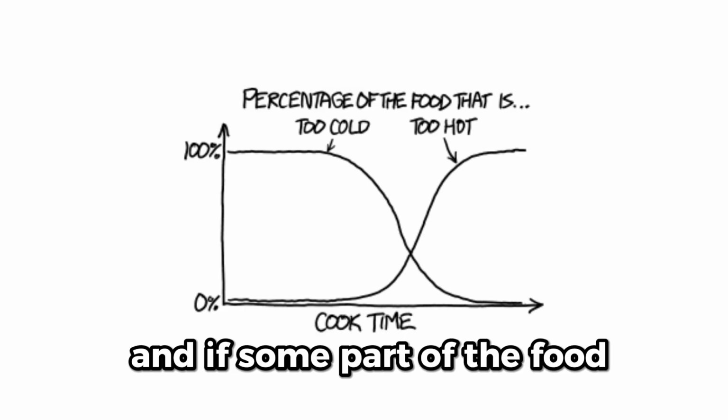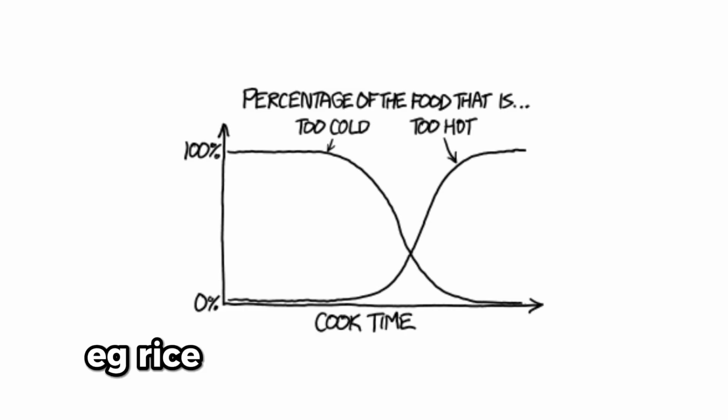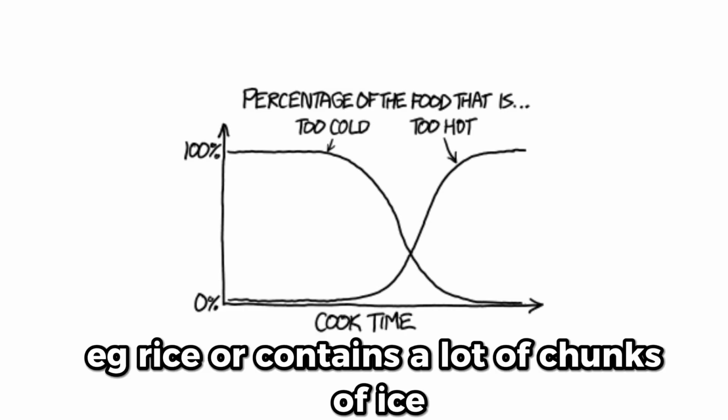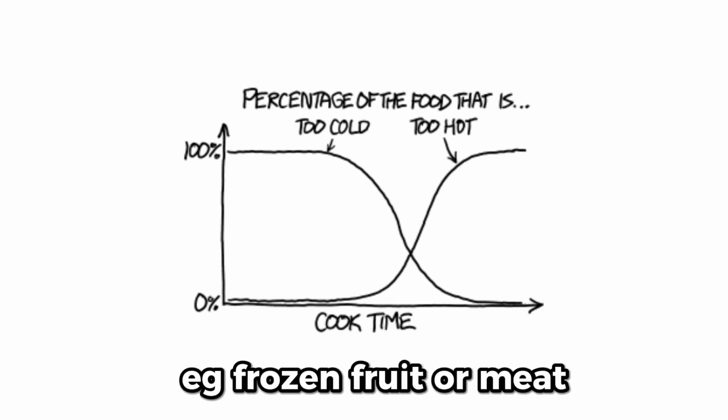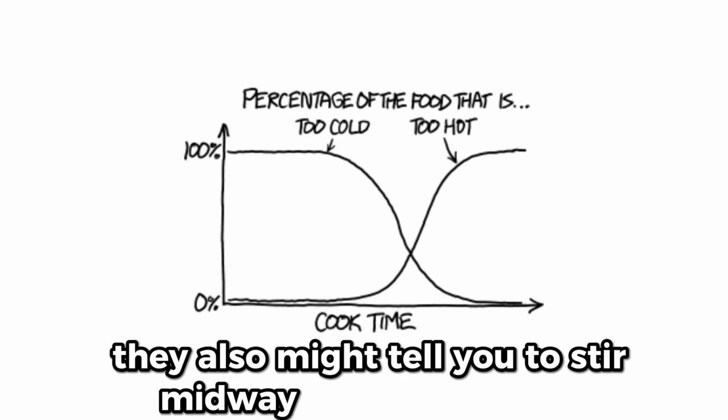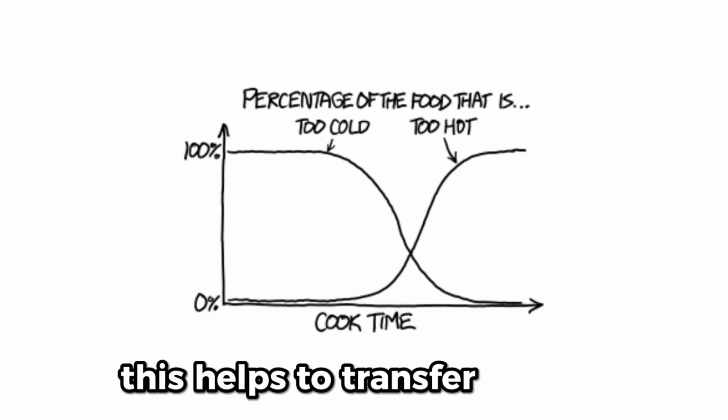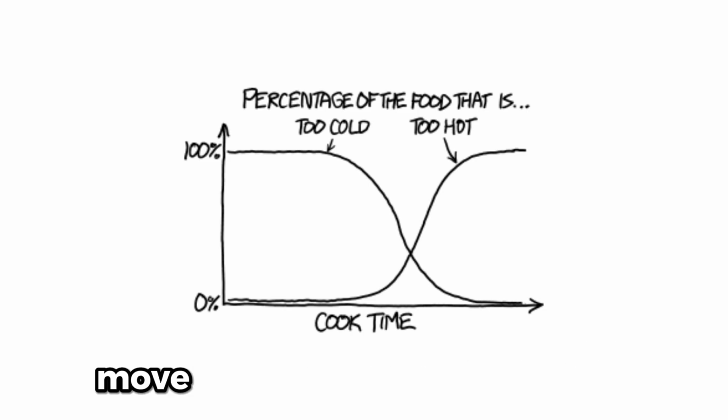And if some part of the food doesn't conduct heat well, e.g. rice, or contains a lot of chunks of ice, e.g. frozen fruit or meat, they also might tell you to stir midway through cooking. This helps to transfer the heat more evenly into food, move food away from cold spots, and also break up chunks of ice and mix them with warmer pockets of water to help melt them.